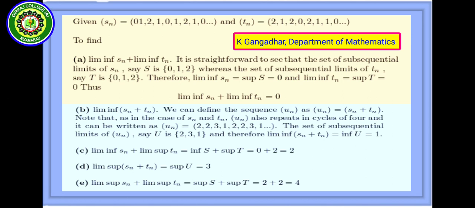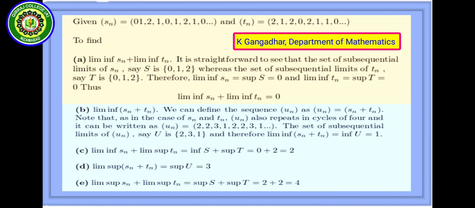So limit infimum Sn equals infimum S, which equals 0. Limit infimum Tn means the infimum of Tn, which is 0. So now limit infimum Sn plus limit infimum Tn equals 0, since both the values are zeros. Next, limit infimum of Sn plus Tn.